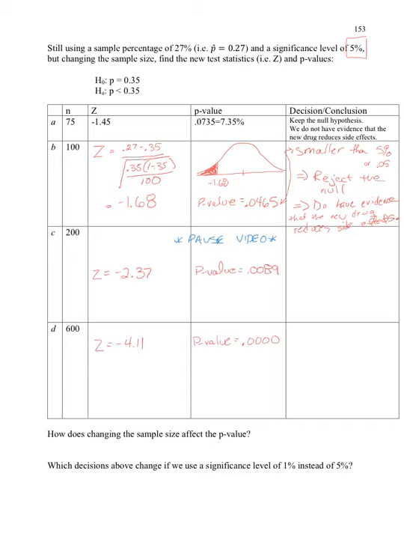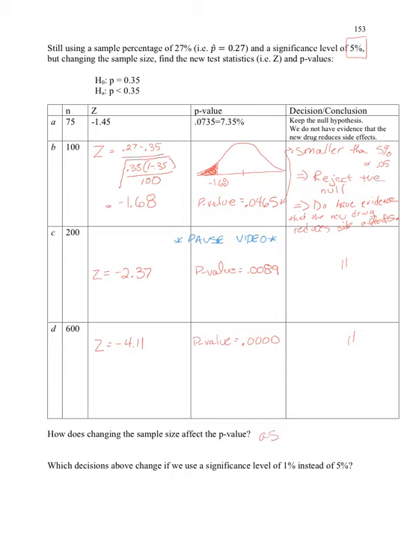Okay, so here are the answers so you can check your work. For n is 200, z is -2.37, p-value of 0.0089, and again, that's a small p-value. Reject the null and conclude you do have evidence. And with 600, that bumps z up to -4.11 and a p-value of 0.000. So same, smaller than 5%. Same conclusion.